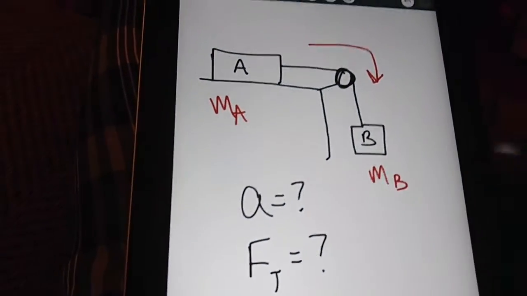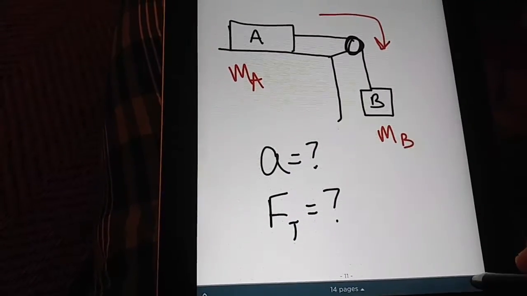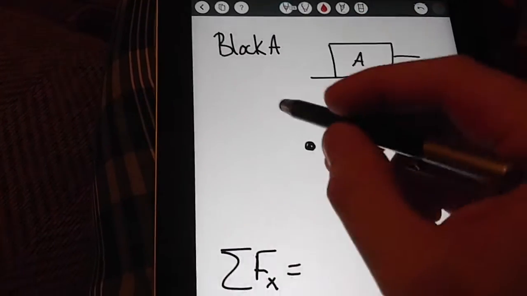I'm just going to do this one symbolically. I want to find the acceleration and the force of tension. We should be noticing a pattern in these problems. We start with a free body diagram.